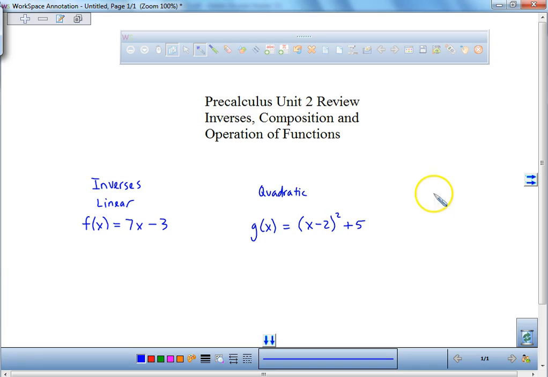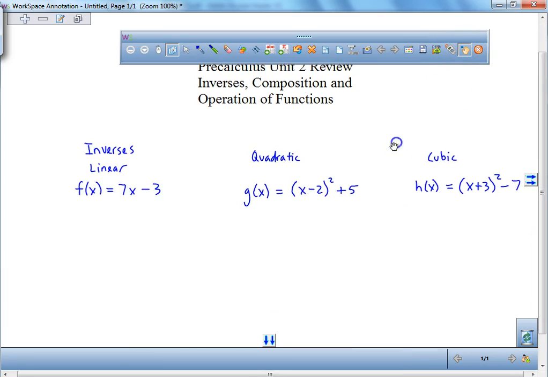And the last one that you could possibly see that's going to be on the quiz is a cubic. So I'll make that h of x. And that will be (x plus 3) squared, and I'll just put minus 7. So what I'd like you to do right now in your journals is write that we're doing an example for a linear inverse, we'll do an example for a quadratic inverse, and we'll do an example for a cubic inverse.